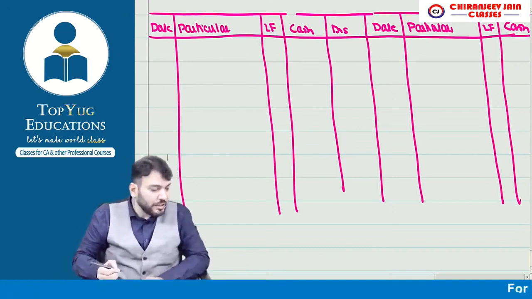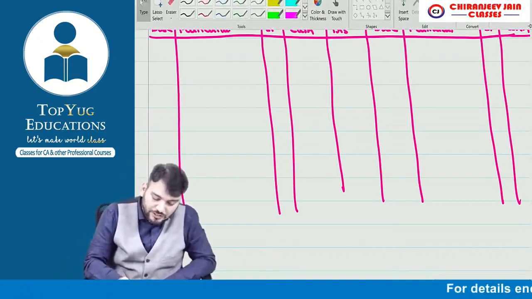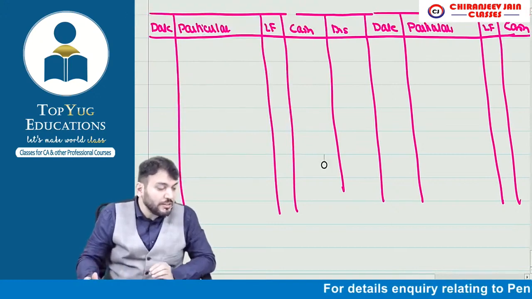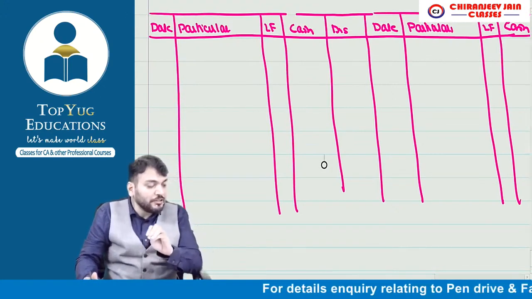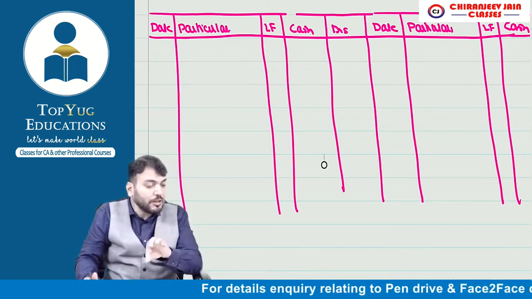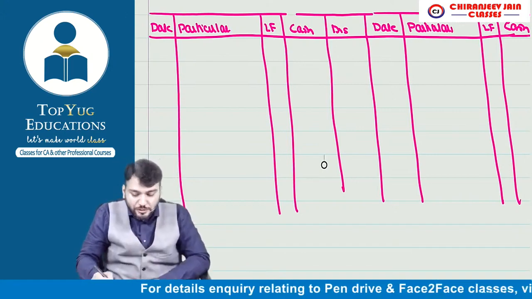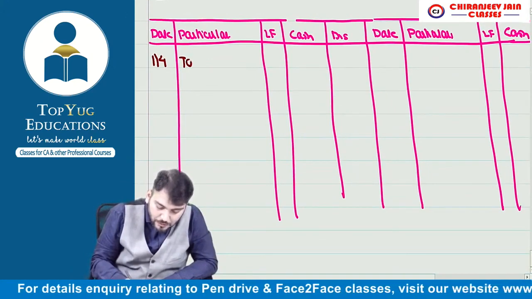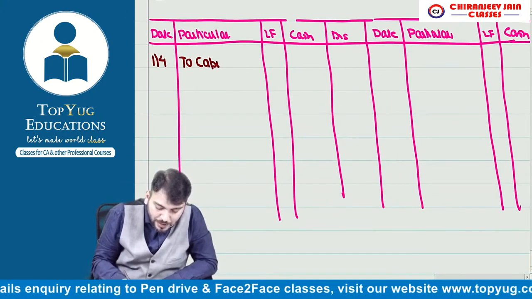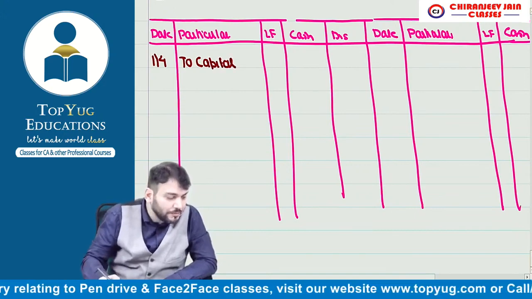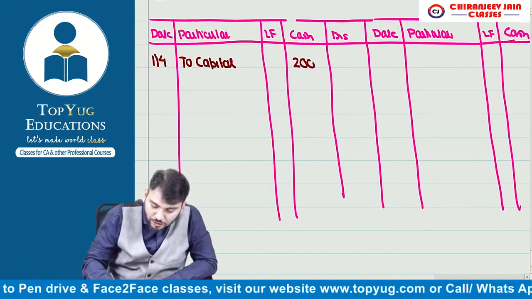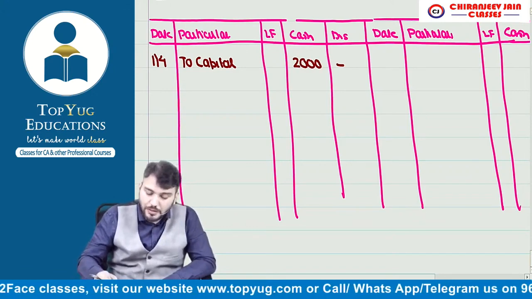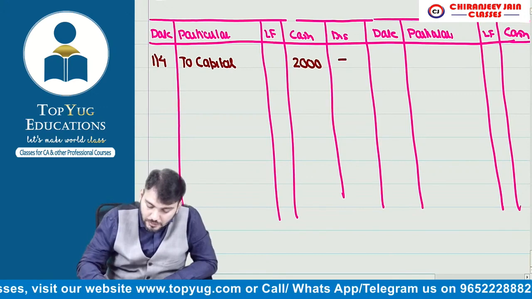Okay, we'll start. The first transaction is on 1st April. Ganesh commenced the business on 1st April 2017 with 2000 as capital, which means cash is introduced. So on 1st April, to capital, the receipt will come here, to capital, how much, rupees 2000, no discount. Yes sir, correct.